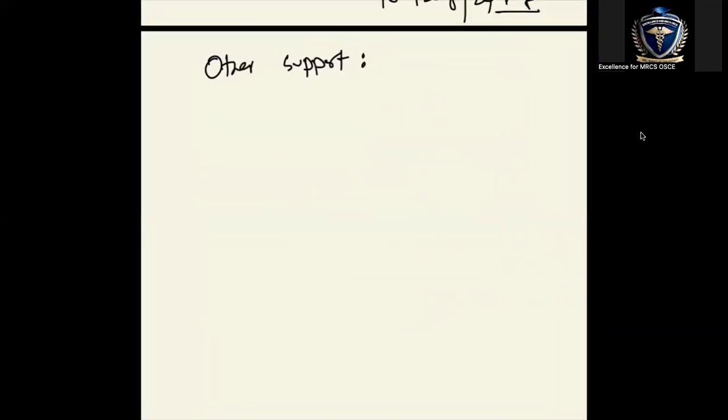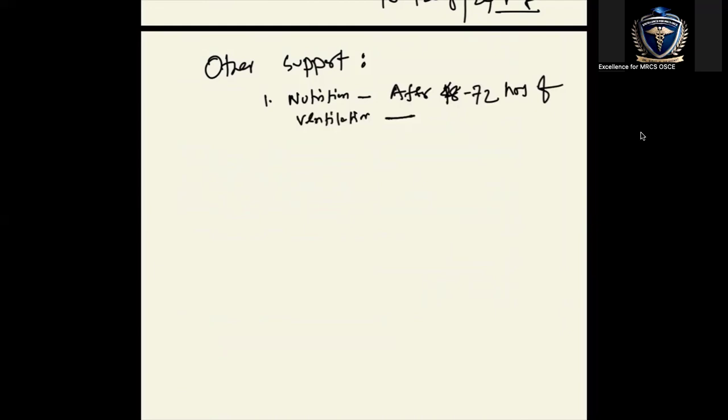Okay, so other supports, one is nutrition. After 48 to 72 hours of mechanical ventilation, we will have concern about the nutrition. So what are the things we'll give for the nutrition of the patient?